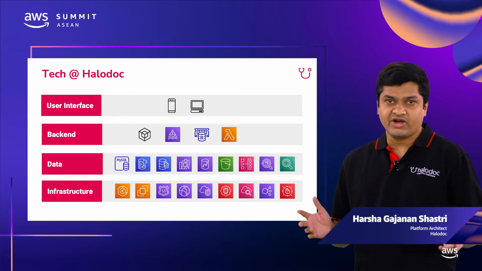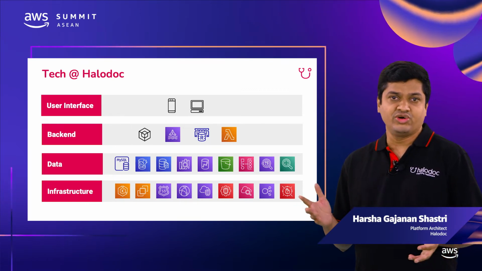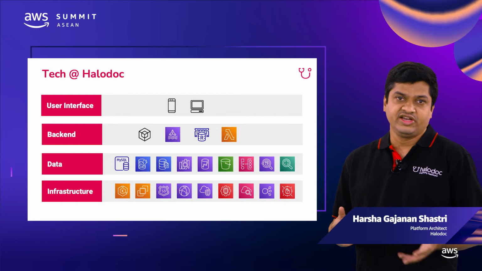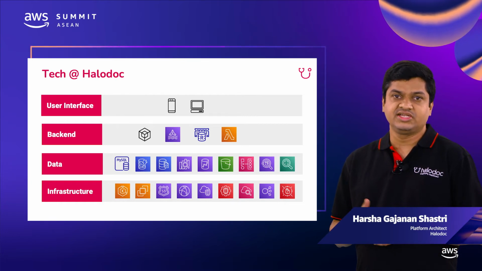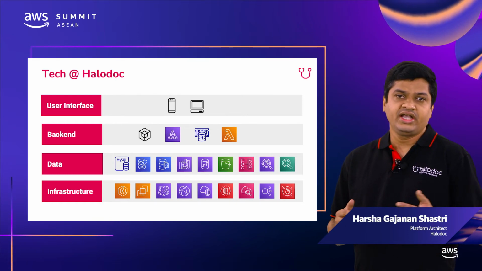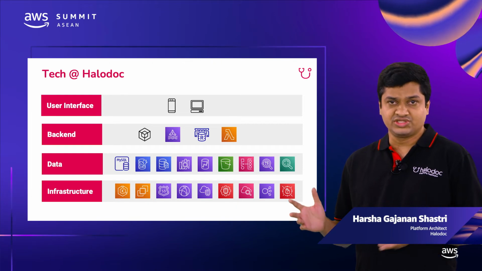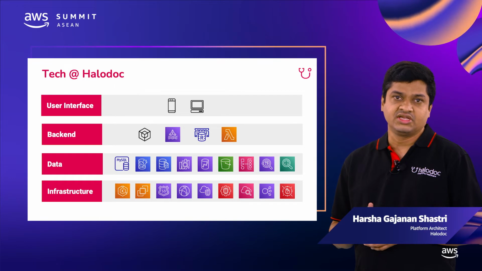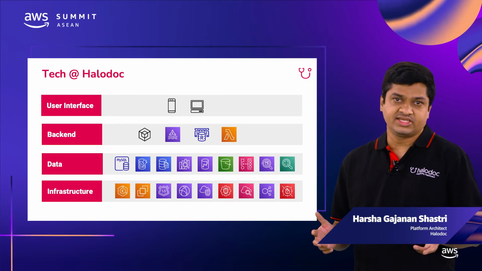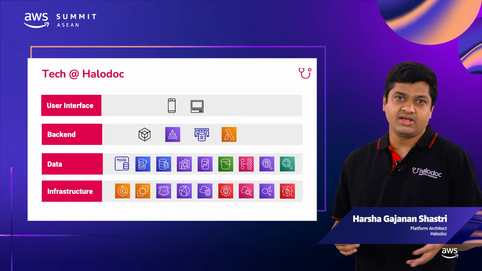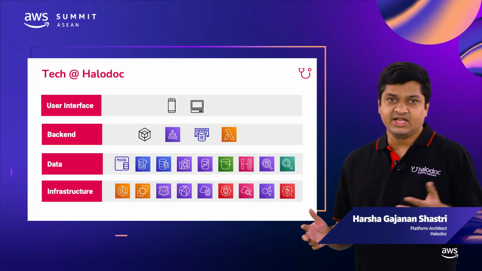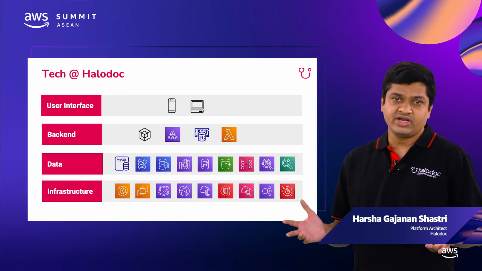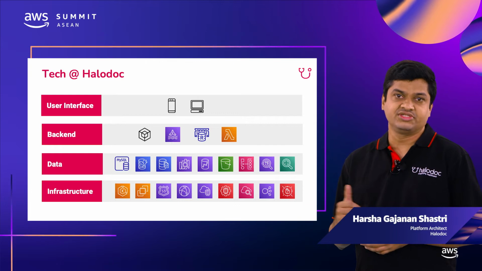Technical architecture of Halodoc comprises of Android, iOS, and web apps as user interfaces backed by microservices in the backend. Entire Halodoc tech stack is hosted on AWS. We use a wide range of AWS services: RDS, EKS, MSK, Elasticache, Lambda, Redshift, S3, Rekognition. These are some of the important AWS services that we use.